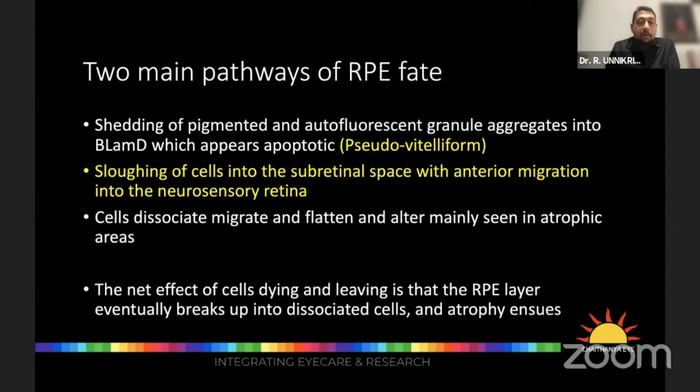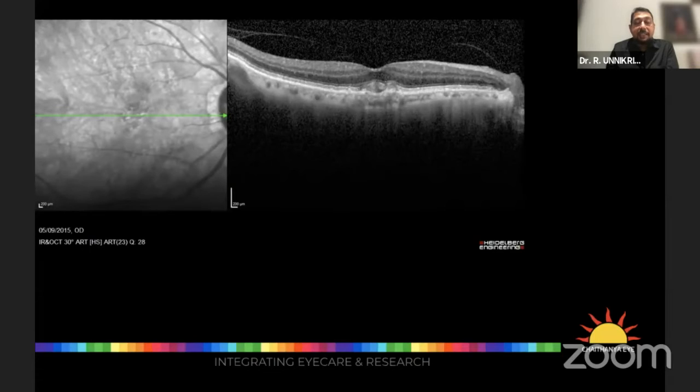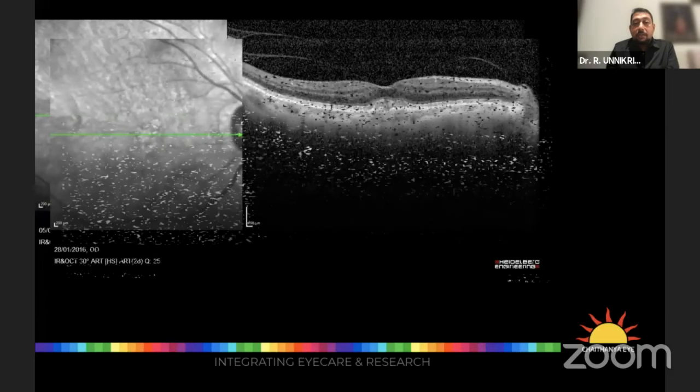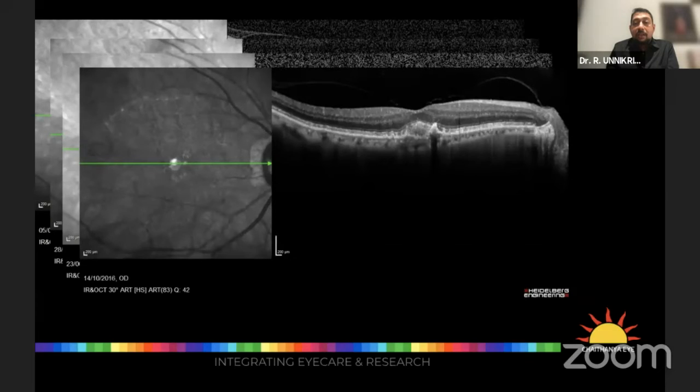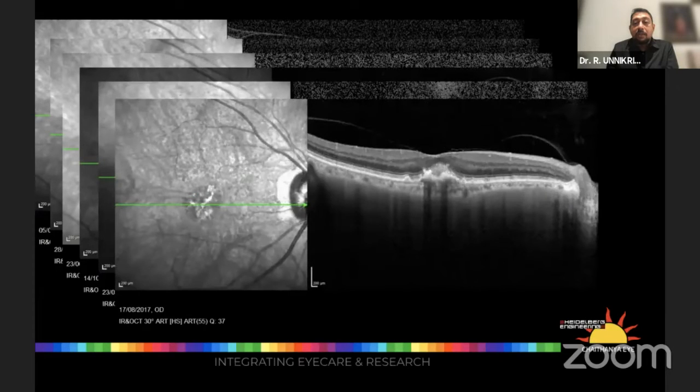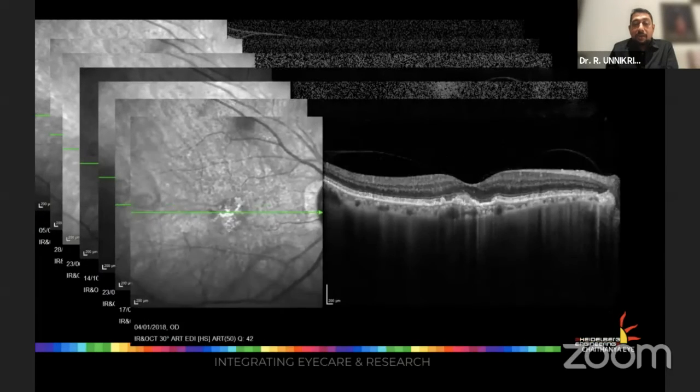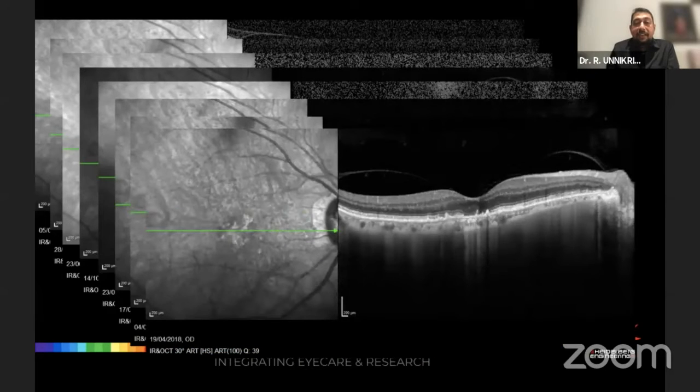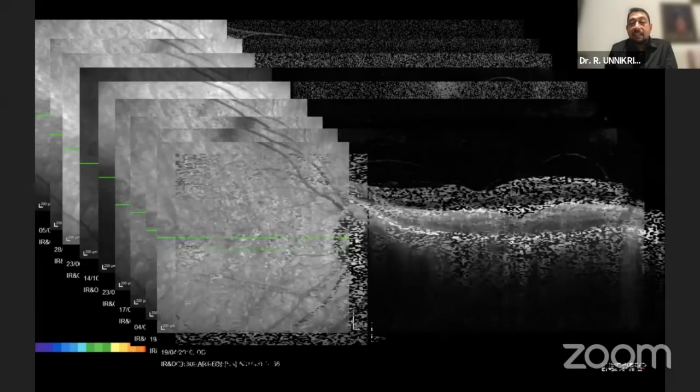However, there is also an alternative pathway for RPE destruction. Instead of moving anteriorly, they move sideways as a laminate deposit, and this causes a pseudo-vitelliform type of lesion with sloughing into the subretinal space, forming the anterior migration of HRF. This is a patient with nearly a 10-year follow-up, and as you can see, this has a pseudo-vitelliform lesion. Over years, there are changes that happen, and you can see the atrophic changes increase. The pseudo-vitelliform material is resorbed, and finally it ends up in a severe and significant atrophic change.